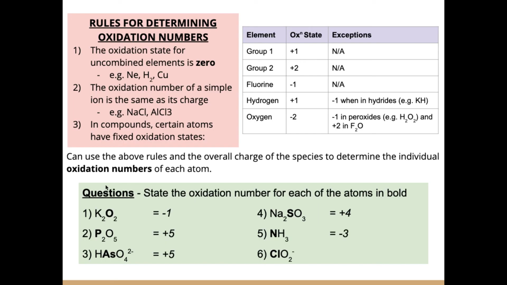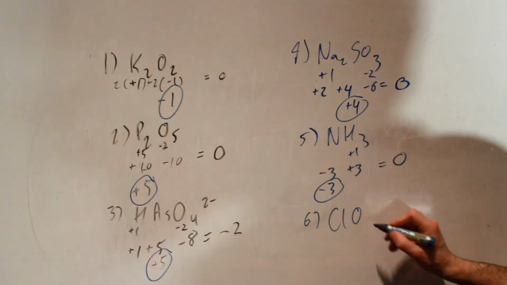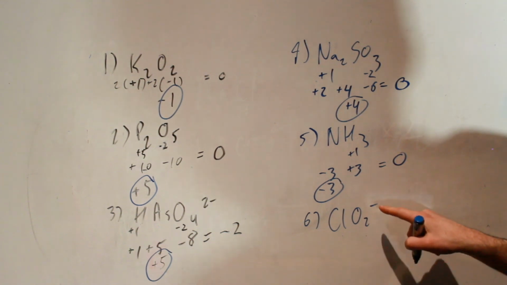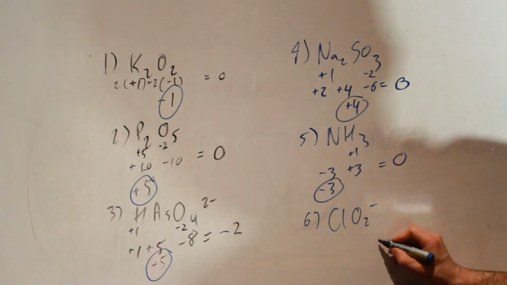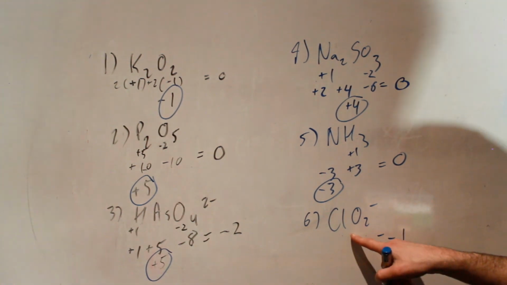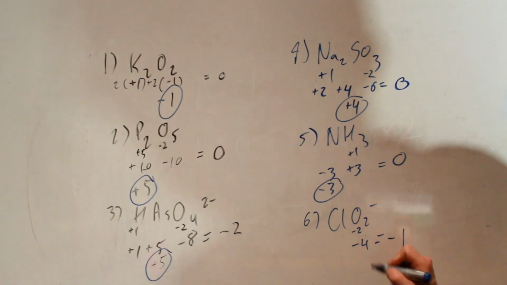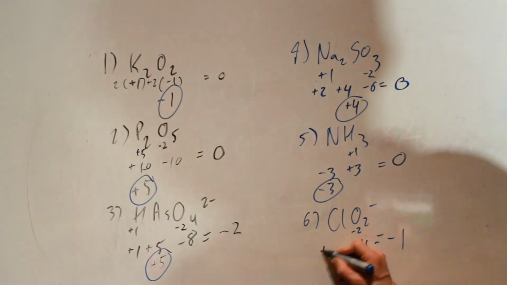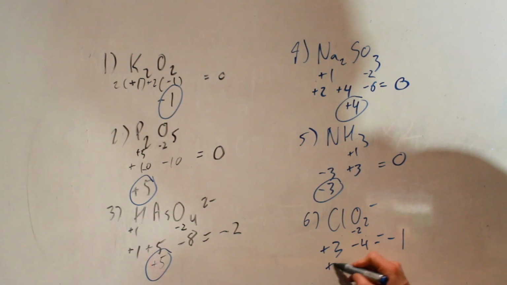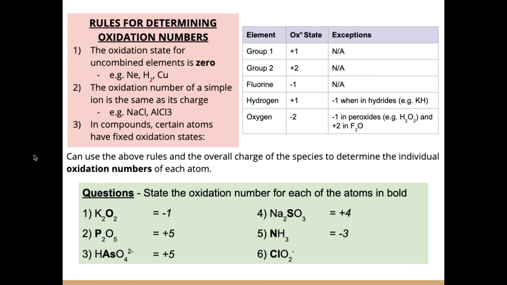And the last one, which is ClO2- for number 6. ClO2-. So we've got a minus charge, so we've got to have this whole thing equal -1 because it's a charged ion. We have an oxygen, however, this isn't any of the exceptions, so that's going to be -2. If I got 2 lots of -2, I got -4. In order to have -4 equal -1, I've got to add +3 to it, so my chlorine here will be in a +3 oxidation state. If I go over here and I check that, we get that.